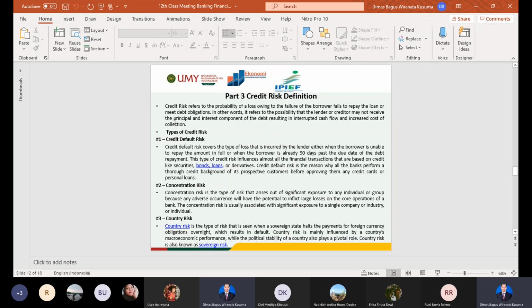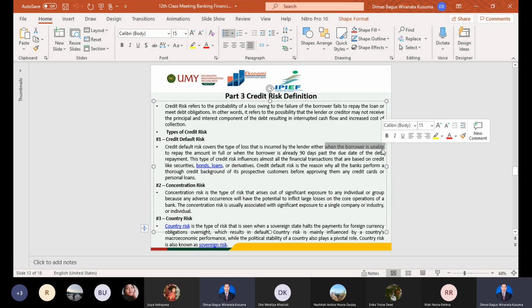And here we differentiate into 3 parts. The first is credit default risk. This refers to the condition when the borrower is unable to repay the amount in full, or when the borrower is already 90 days past the due date of the debt repayments. So you are considered to be in default because you cannot pay back. After 3 months, if you cannot pay the debt at all, you are bankrupt or collapsed. So this is considered to be credit default risk.